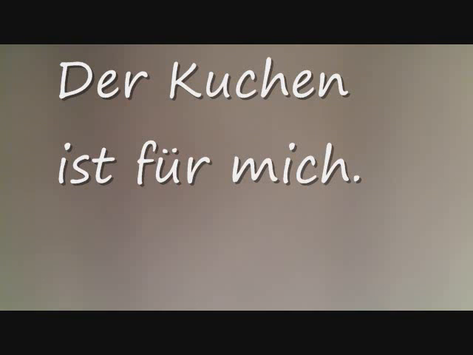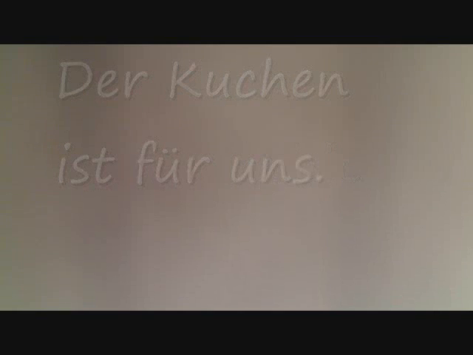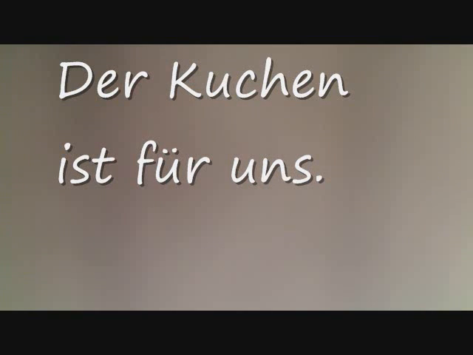Der Kuchen ist für mich. Okay, so here the preposition is für, which is always accusative. So for me, we're going to write mich. Der Kuchen ist für uns. Okay. Since für again is an accusative preposition, I'm sorry, we are going to use uns.